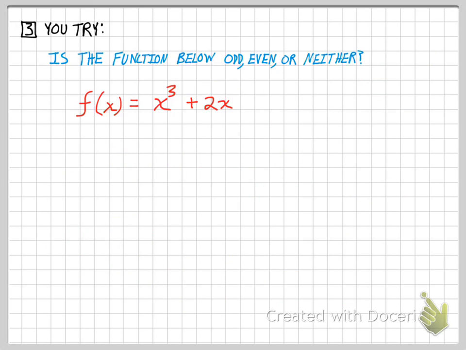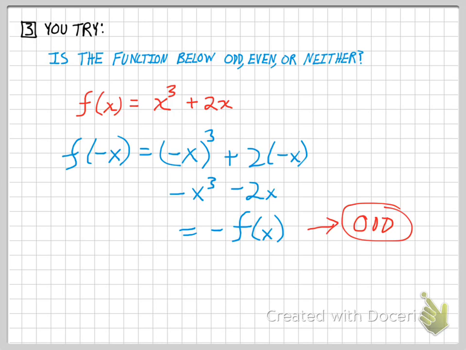Alright, let's have you give it a try. Here's a function. I want you to tell me if it's odd, even, or neither. Think about the test that was done in the previous examples. Alright, hopefully you got that this was an odd function. When you stick in negative x to the function, simplify, you end up with this expression, which is the exact opposite of what you started with. And that makes it an odd function.